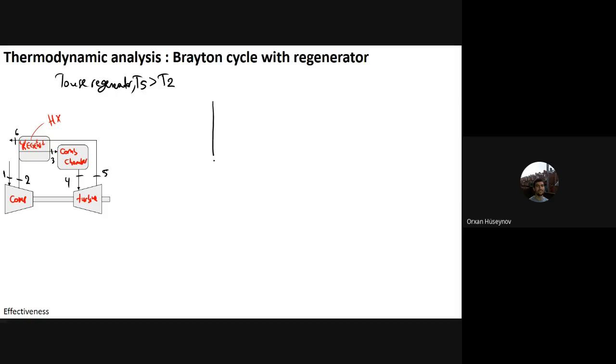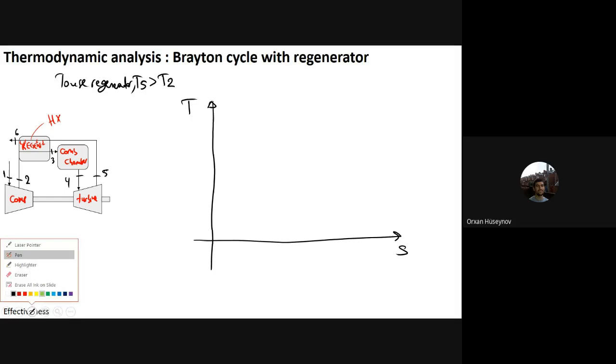Now let's draw the TS diagram for this process. On one axis you will have the temperature, and on the other axis the entropy. Let's start with the compressor. These are the approximations for the Brayton cycle with regenerator. These are ideal. I don't have time for the real analysis, but the ideal analysis will be okay for us for the semester. So you have a reversible adiabatic compressor, and therefore it is isentropic. So you will go from 1 to 2 in an isentropic manner.